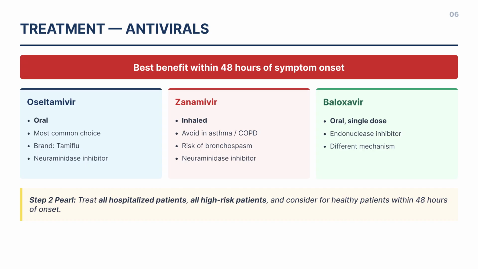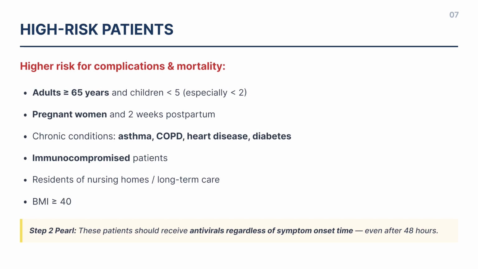Step 2 Pearl. Treat all hospitalized patients, all high-risk patients, and consider treatment for healthy patients within 48 hours of symptom onset. The benefit is reduction in symptom duration and complications. Certain patients are at higher risk for influenza complications and should be prioritized for treatment and vaccination. These include adults 65 years and older, children under 5 with the highest risk under age 2, pregnant women, and those within 2 weeks postpartum.